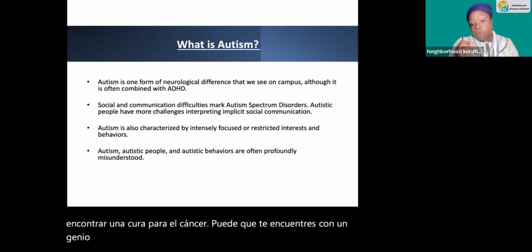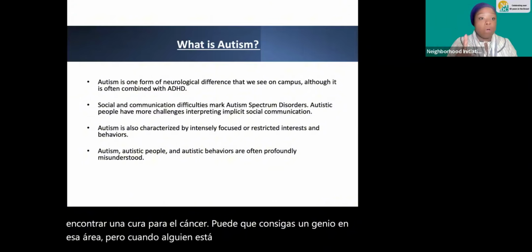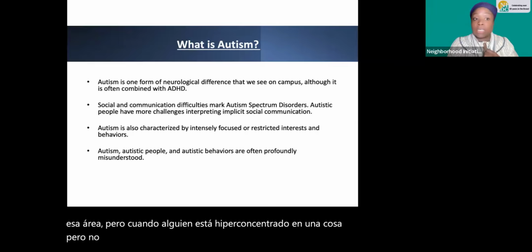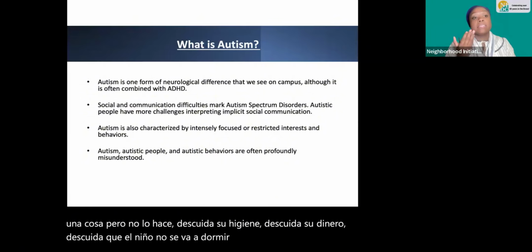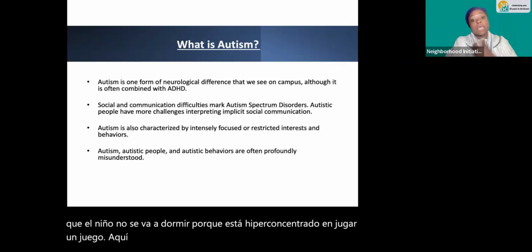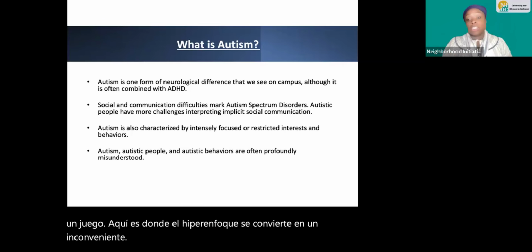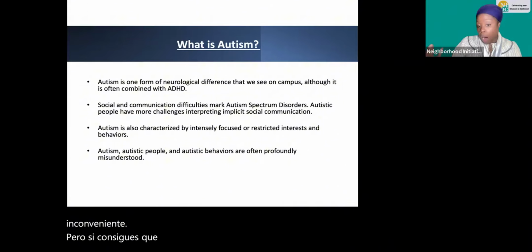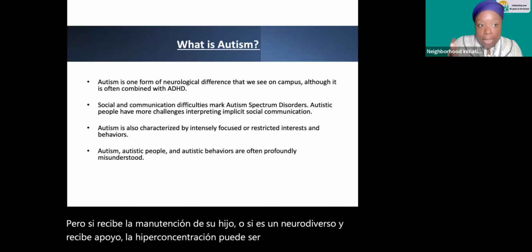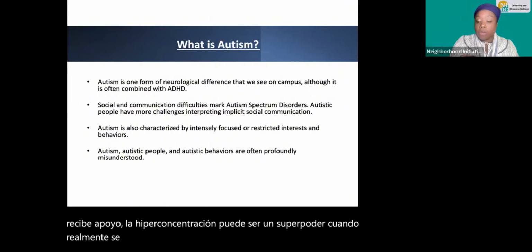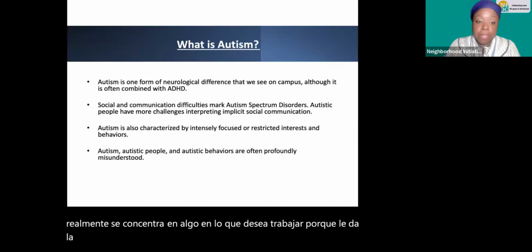But when someone is hyper-focused on one thing, but they neglect their hygiene, they neglect their money, the child is not going to sleep because they're hyper-focused on playing a game, this is where the hyper-focus becomes a drawback. But if you get your child support, or if you are neurodiverse and you get support, hyper-focus can be a superpower when you really hone in on something that you want to work on, because it gives you the ability to concentrate for long periods of time.